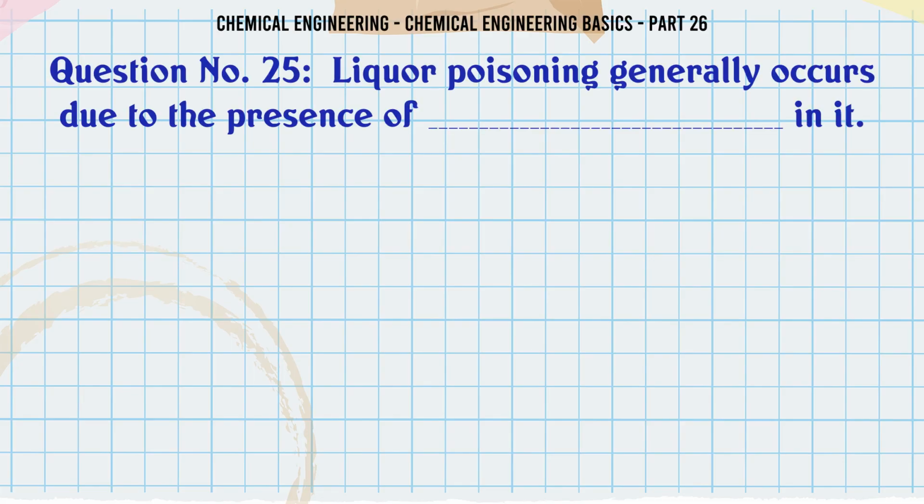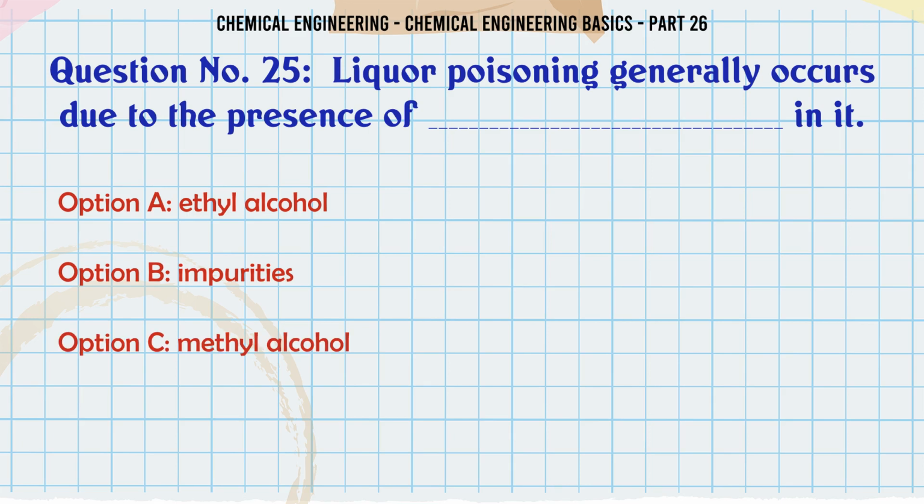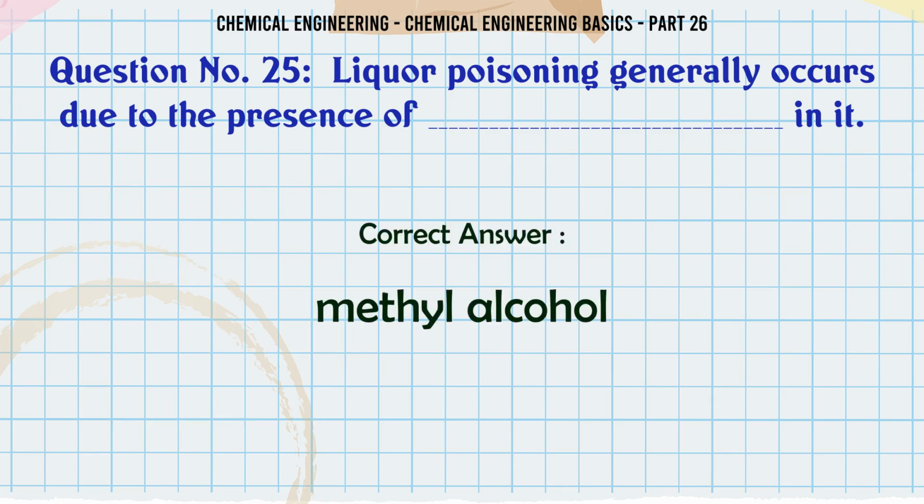Liquor poisoning generally occurs due to the presence in it of A. Ethyl alcohol, B. Impurities, C. Methyl alcohol, D. Carbonic acid. The correct answer is methyl alcohol.